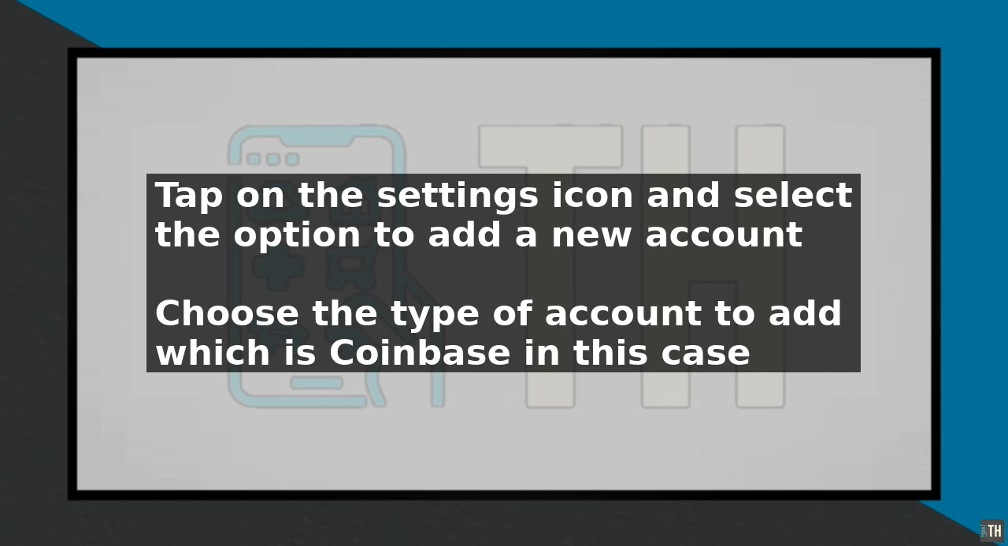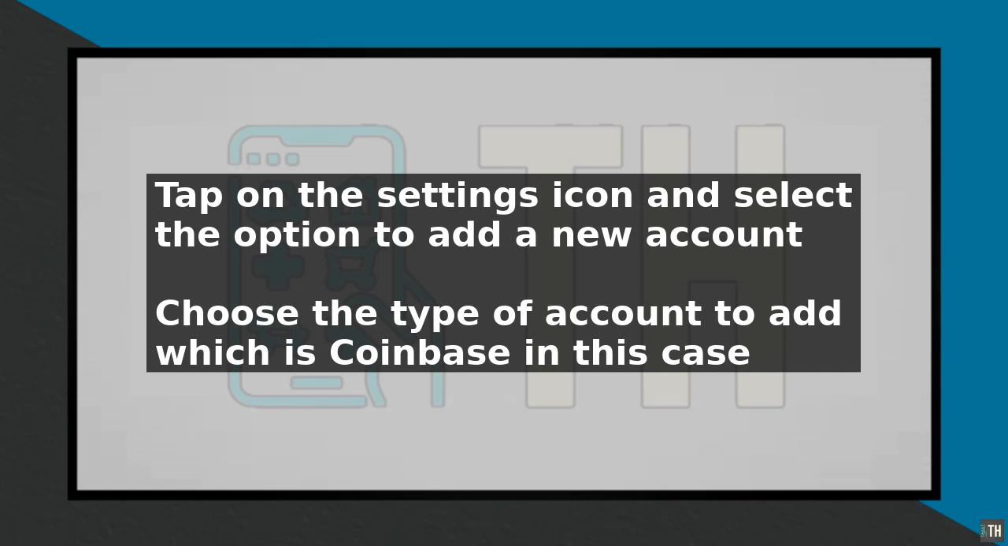If you have two-factor authentication enabled, you will also need to enter the verification code sent to your phone or email. After signing in, you will be asked to select the Coinbase account you want to link to your wallet. Choose the account and then confirm the linking process.